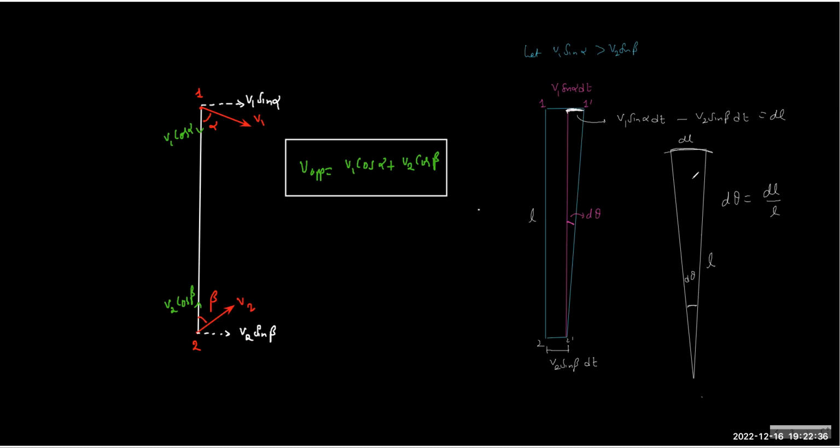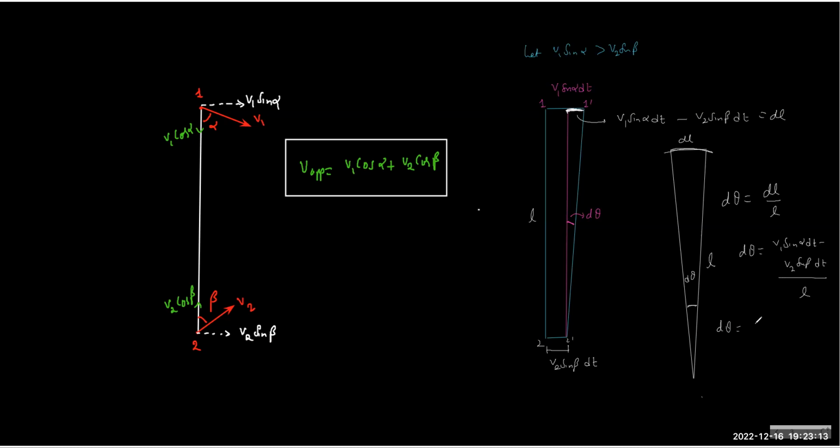So how many of you realize this formula, that d theta is dl by l? Everyone? Yes, sir. Do you all remember this radius, angle, and the definition of radian? Correct? So now d theta turns out to be dl by l. And here dl we know is v1 sin alpha dt minus v2 sin beta dt, whole divided by l, which is a very nice expression.